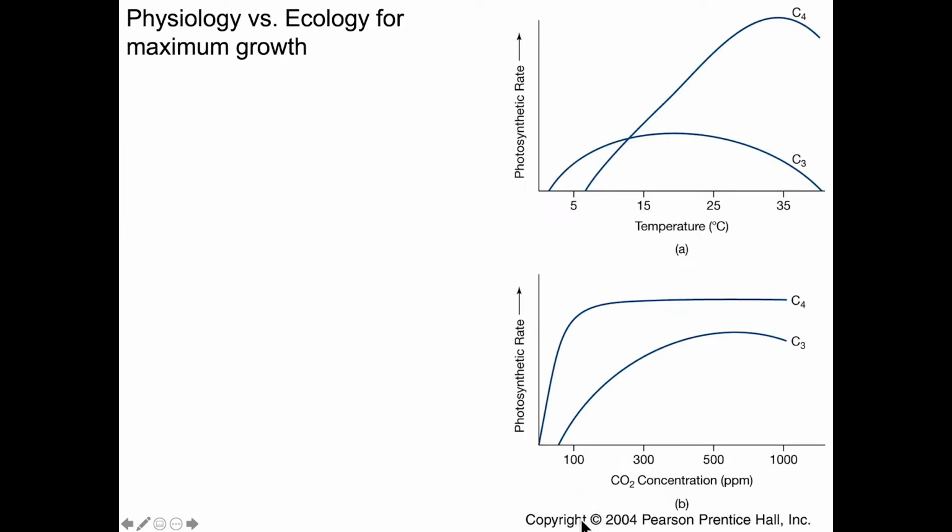Now, we've talked about part of this briefly in the past, earlier in the class. Physiology versus ecology for maximum growth. So here we have a relationship between C3 plants. Again, these are the more common species of plants that we're familiar with: elm trees, dogwood trees, the nice soft green grass that appears in the spring, compared to C4 plants that would include things like corn and the crabgrass that takes over once summer hits here.